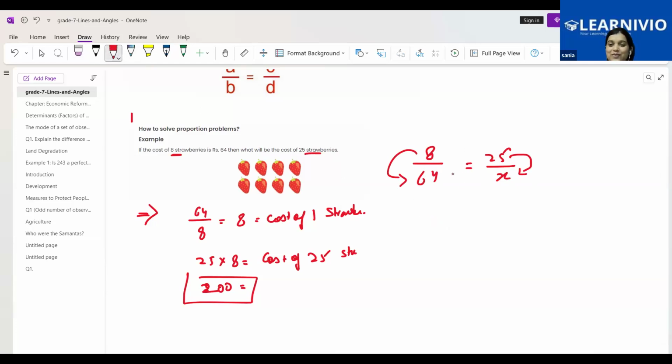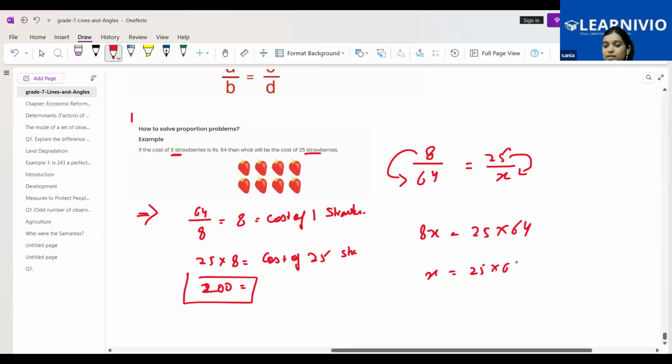Okay. So now we will be doing the cross multiplication, right? So 8 would be 8x and this 25 multiplied by 64. Clear? Got the point? Yes, ma'am. Ma'am, I made a mistake. Wait a minute, Ibrahim. So 25 multiplied by 64 divided by 8. And after solving this, what did you get? 200. You can solve it.